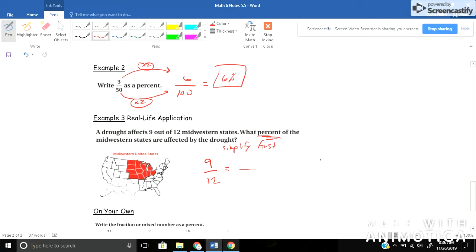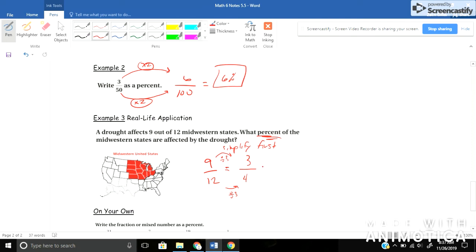So if I were to simplify this fraction, for example, if I were to get it into fourths, to go from 12 to 4, I could divide by 3. Dividing by 3 on top, that would give me 3. So 9/12 and 3/4 are equivalent fractions.